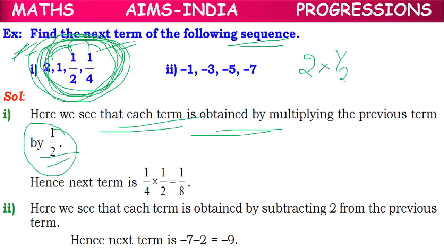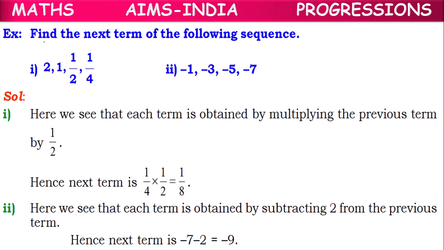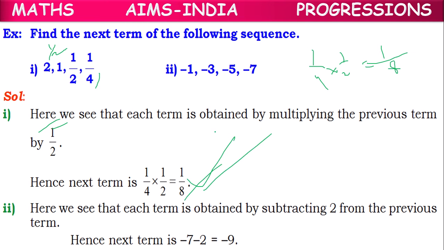If you multiply 2 by 1 by 2, we get 1. So the previous term is multiplied by 1 by 2. Next, 1 multiplied by 1 by 2 gives 1 by 2. And 1 by 2 multiplied by 1 by 2 gives 1 by 4. So each term is multiplied by 1 by 2 to get its next term. After 1 by 4, the next term will be 1 by 4 multiplied by 1 by 2, which is equal to 1 by 8. 1 by 8 is the answer.